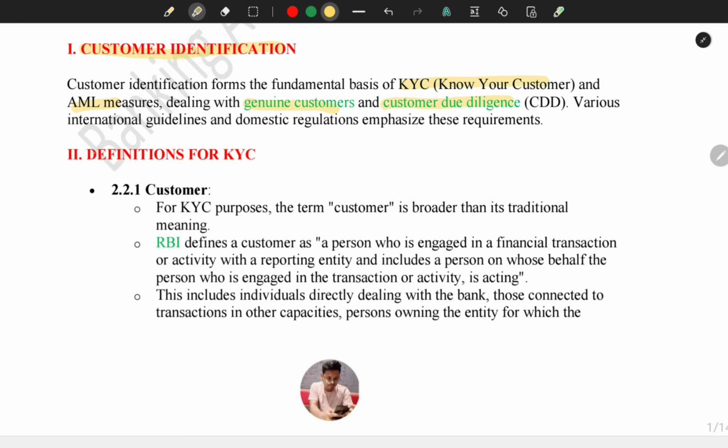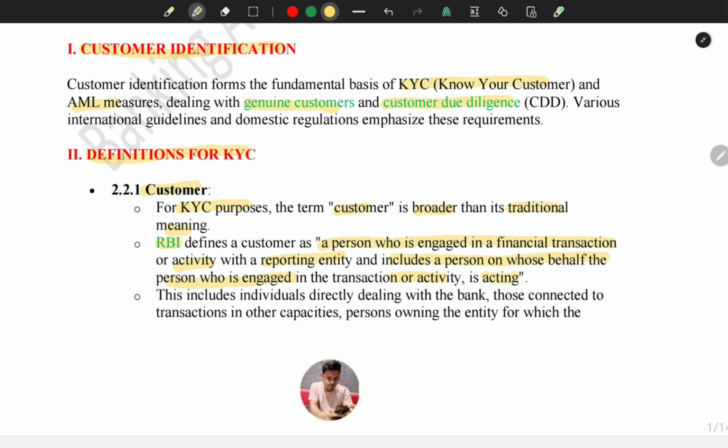Now we learn about some definitions related to KYC. First, customer. Generally, customer means someone who is at the receiving end of a service. But for KYC purposes, the term customer is more broader than its traditional meaning. Reserve Bank of India defines customer as a person who is engaged in a financial transaction or activity with a reporting entity and includes a person on whose behalf the person who is engaged in the transaction or activity is acting.